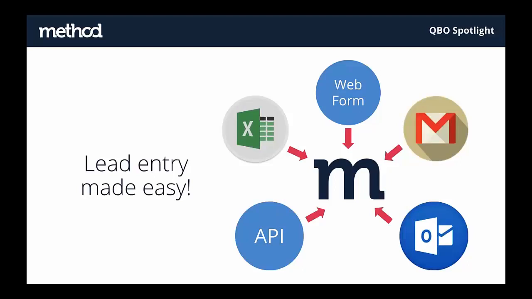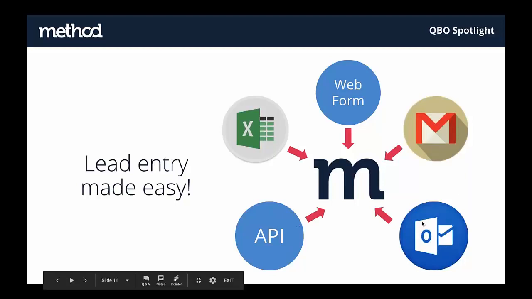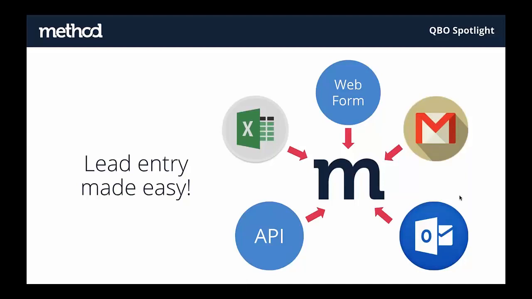And we do that a lot of different ways. So lead entry made easy. We have web forms, which is what we're going to focus on here at the top in our first example. But if you have an Excel or you have leads that you're currently managing from another solution, we can import them. Our Gmail gadget, for those that are technical, we have an API, and then also our Outlook gadget, which we'll show as well here today.